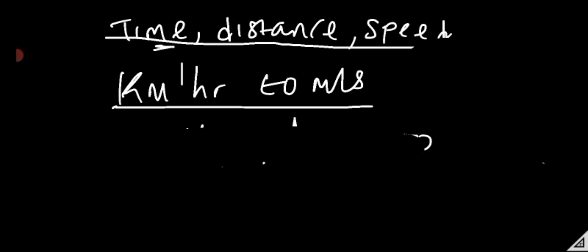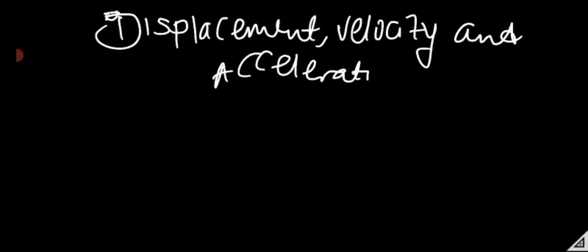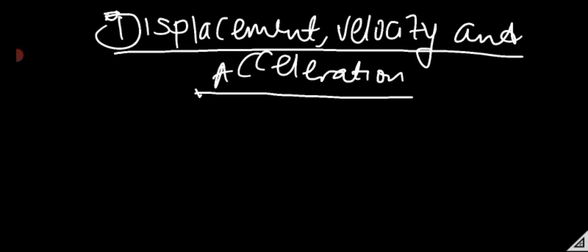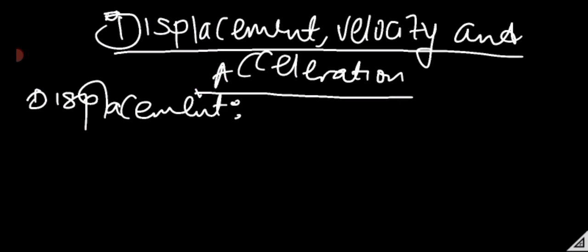The next one we'll talk about is displacement, velocity, and acceleration. So let's talk about displacement. What is displacement? Listen very carefully. Displacement is defined as the distance, make sure you are writing this down, moved in a specified direction. Now note, displacement is different from distance. What is the difference between displacement and distance?